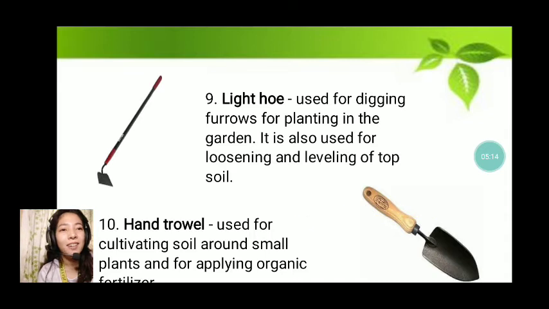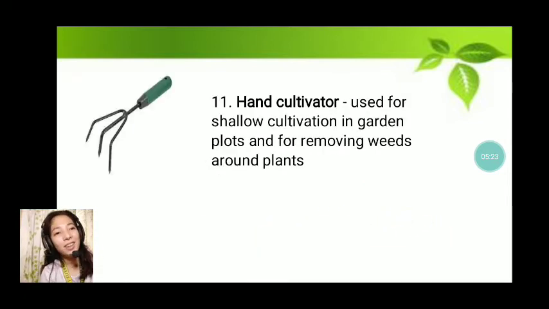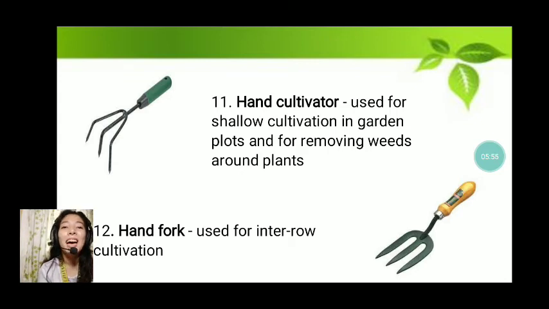And then we have the hand cultivator. This is used for shallow cultivation in the garden plot and for removing weeds around the plant. So you can use this hand cultivator in cultivating your garden plot, and then for removing weeds around the plant. If you want to remove those weeds so that it will be easier for you, you can use this hand cultivator.